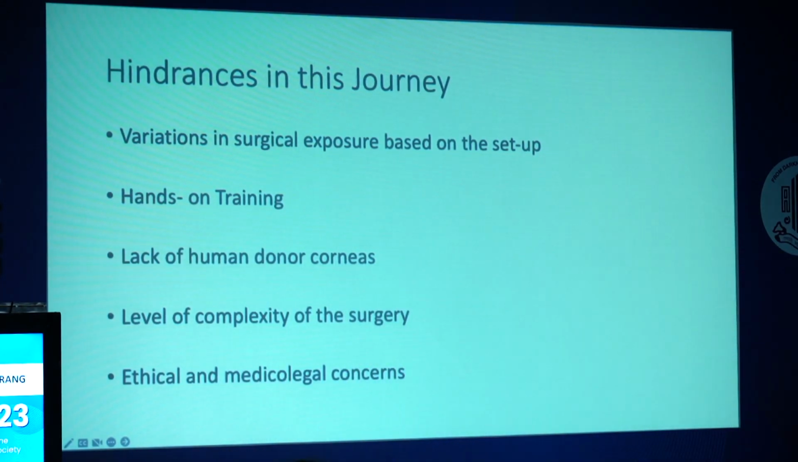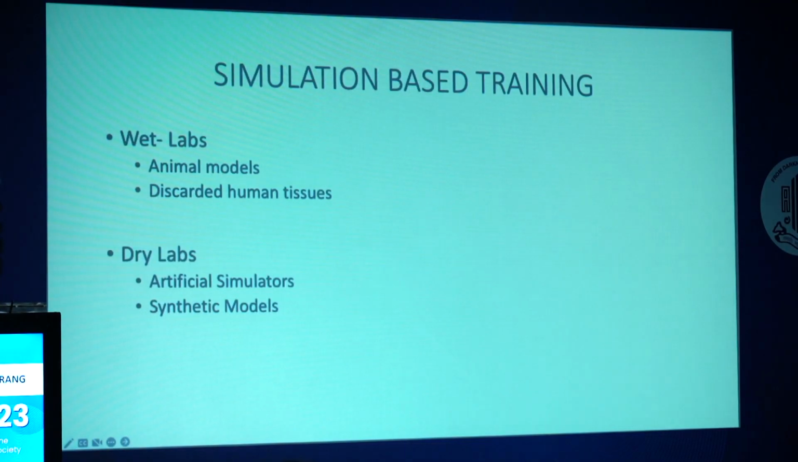So the corneal training in specialized surgical centers has taken a backseat. Just to promote surgical training again, there are tips and tricks in the form of tools like wet lab and dry lab models, simulations, and synthetic models, which utilize either human discarded tissue or animal models, or artificial intelligence and virtual reality simulators, and this training can again be brought to the forefront.